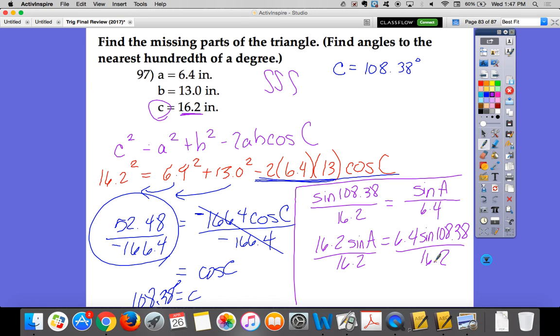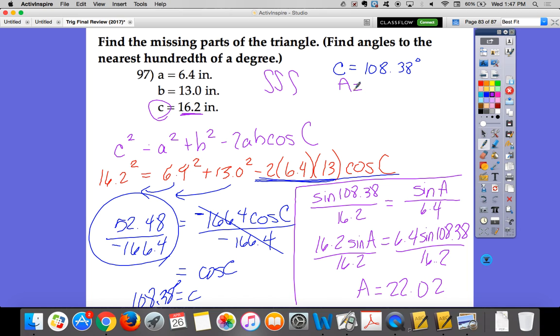My points aren't showing up very well. I'm going to go ahead and do inverse sine. Well, I tell you what. Let's get our little thing, and then we'll just do the steps. I'm just not going to write it down. 6.4 sine 108.38, enter. Divided by 16.2, enter. That gives me my decimal, 0.37. I'm going to do second sine, copy, paste, and I got 22.02 when I rounded it up.